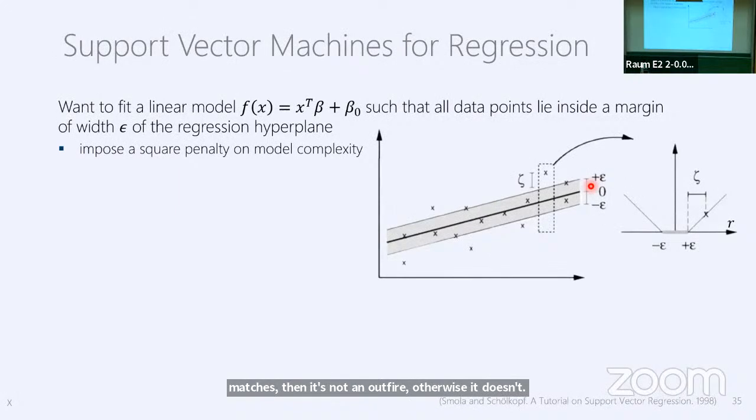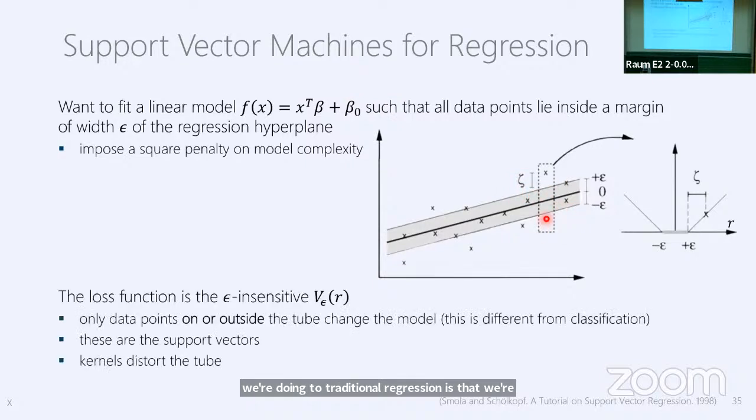Okay. So all of this so far was for classification. We can also extend the idea of support vectors to regression. And just as before, we have a linear model. We do x transpose beta plus beta 0. This is, again, just a line. Now, the difference to traditional regression is that we're adding a special loss function. The special loss function is the so-called epsilon insensitive loss function.